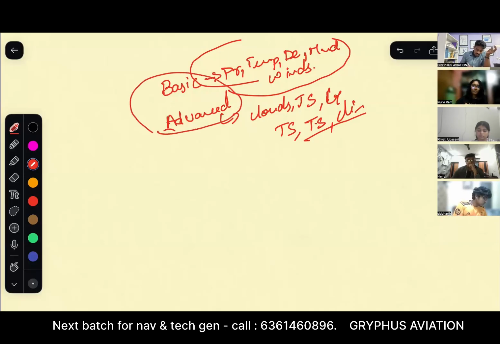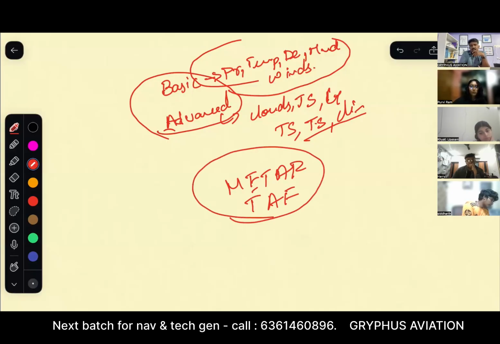After these two, the crux is your meta reports. Meta, TAF, trend, these are your meteorological codes. We will discuss this at the end. There is also one chapter in your IC Joshi, the station model. We will discuss it as per the exam, though it is mainly used by vessels, the sea crafts.